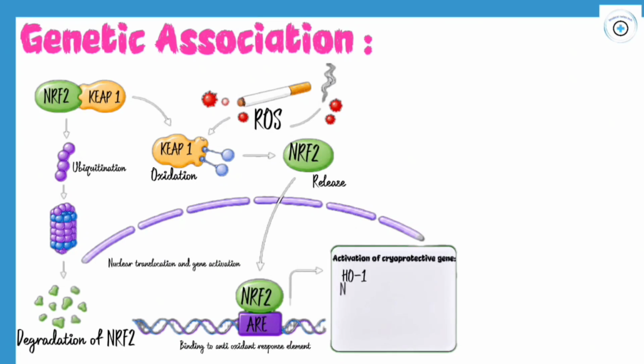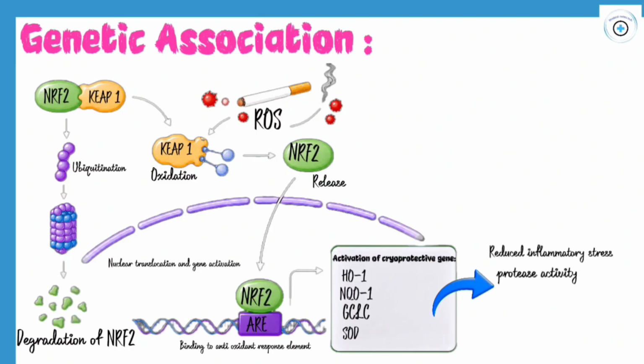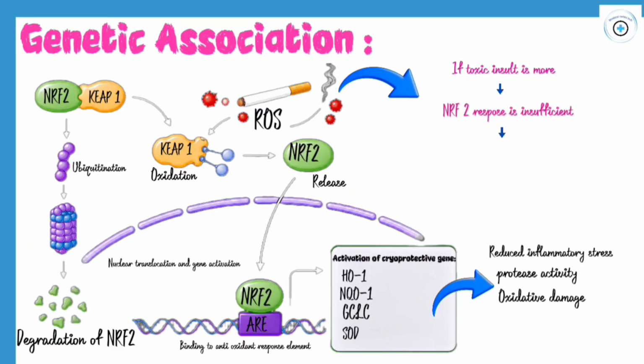Cytoprotective gene transcription starts. They are hemoxygenase, NADPH quinone oxidoreductase, glutamate cysteine ligase catalytic subunit, superoxide dismutase. They reduce inflammatory stress, protease activity and oxidative damage. When the toxic insult is more, NRF2 response is insufficient. Inflammatory and protease activity increase. As a result, alveolar damage occurs.